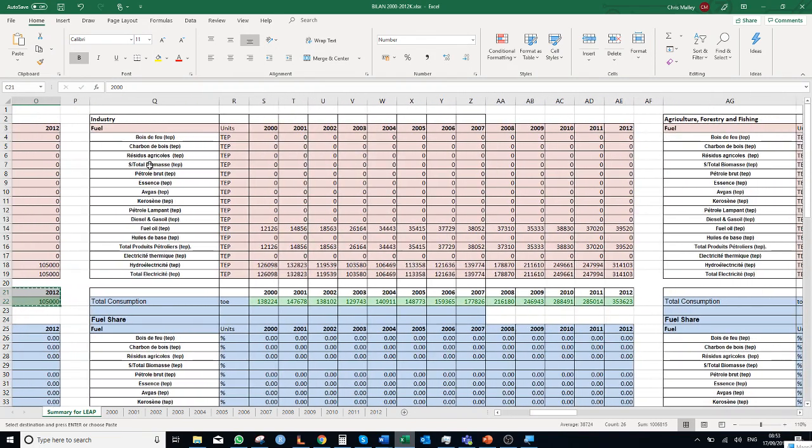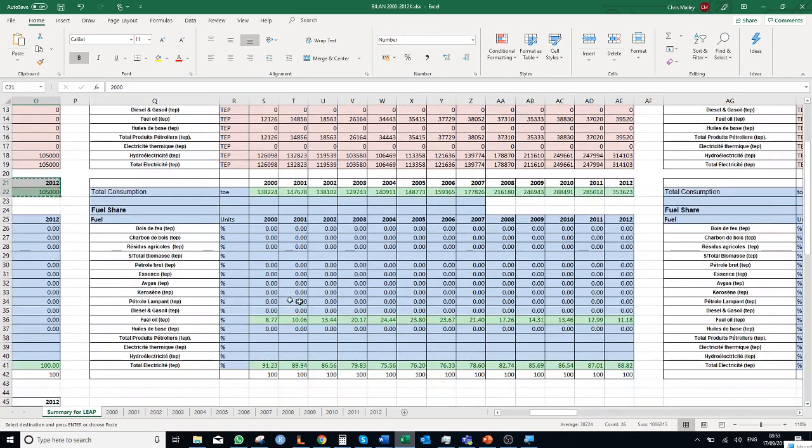Industry. In industry, I have consumption of fuel oil, and I have consumption of electricity. So in this case, my total consumption is the sum of my fuel oil plus my electricity. So I've got two fuels represented in my total energy consumption. Then my fuel share says that 24% of my total energy consumption is fuel oil, and then the rest is electricity. So let's look at how that is represented in LEAP.